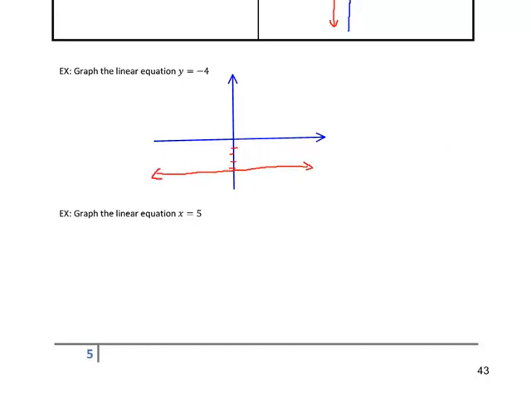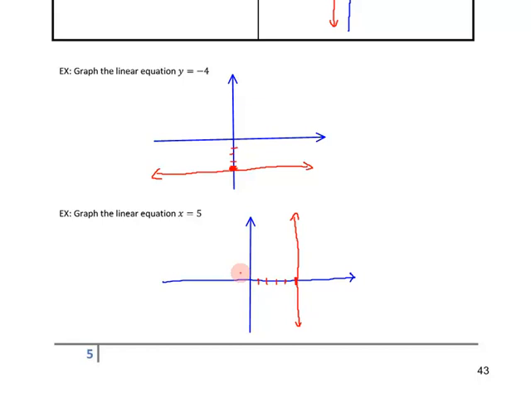Similarly, if I have x equal to 5, I go to +5, 1, 2, 3, 4, 5, and draw a vertical line right there. Sorry, that wasn't as straight as I thought it was going to be. By the way, in both these cases, I'm intending to cross exactly where that tick mark is. I just can't do it very well with my writing tablet. Okay, so that's those types of examples.